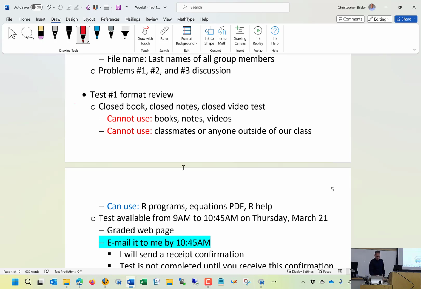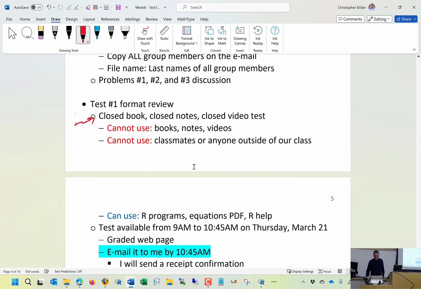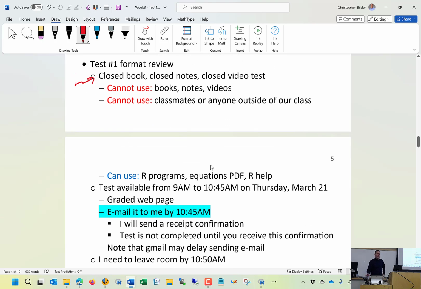So again, the test is a closed book, closed note, closed video format. So you cannot use my notes, you cannot use the book, you cannot use any of my videos online. Obviously, too, you cannot talk to your classmates here in class. But what you can use is any of my R programs that are online. So during the tests, you can download them.